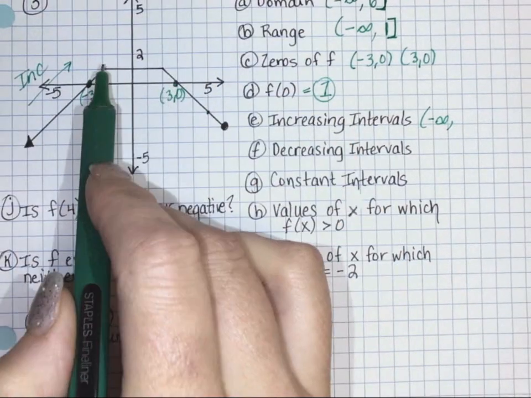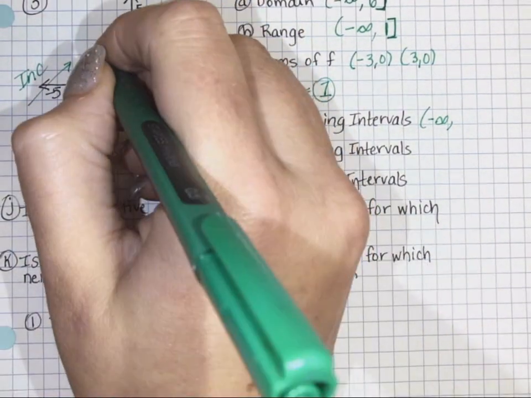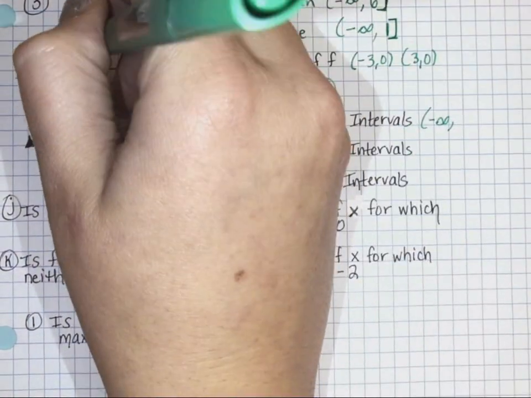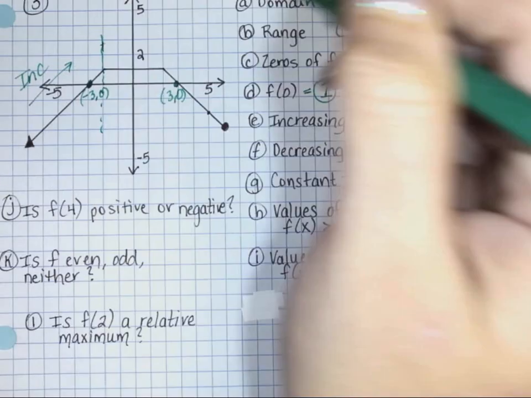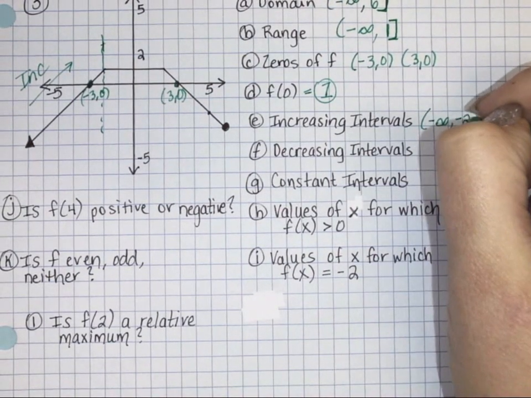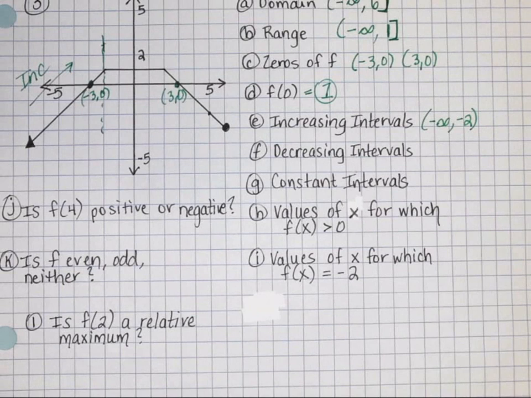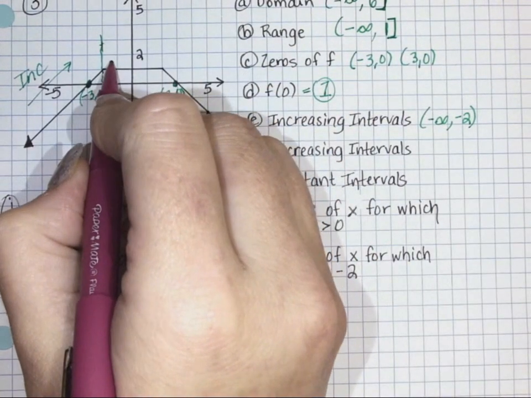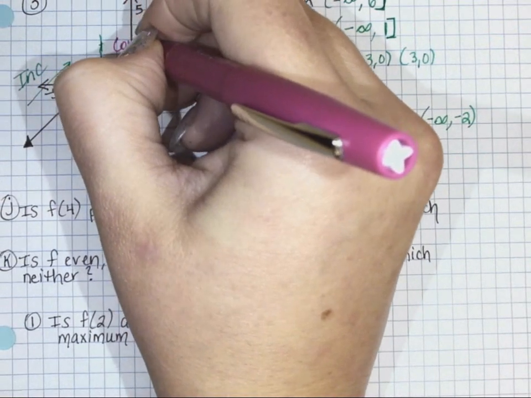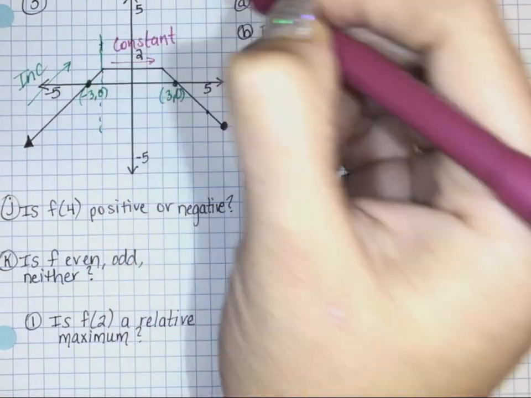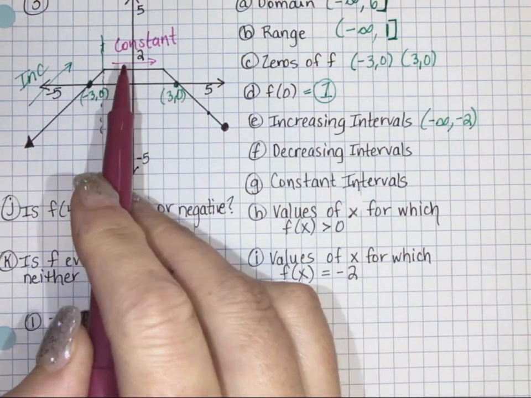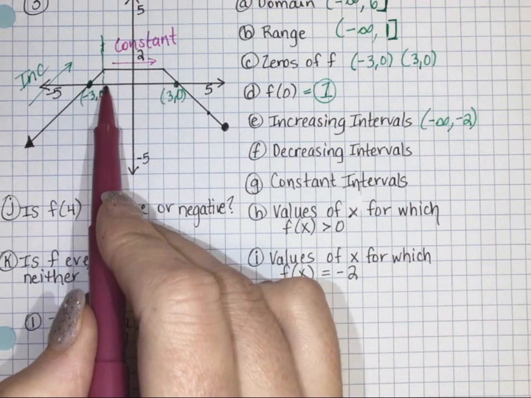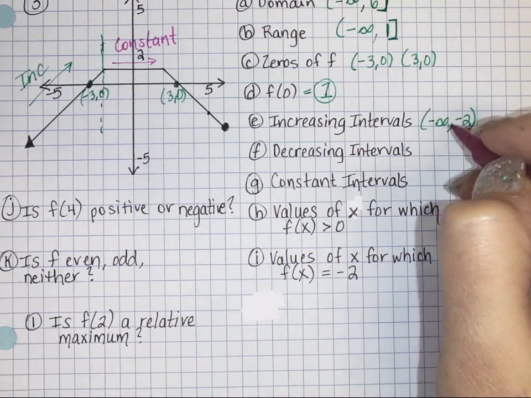and it comes back, stops increasing at -2 there. And we always just use parentheses. Then it is constant from here to here. And the x values for that interval are -2 to +2.